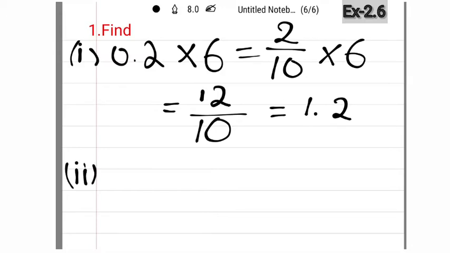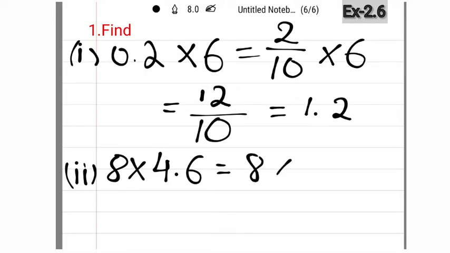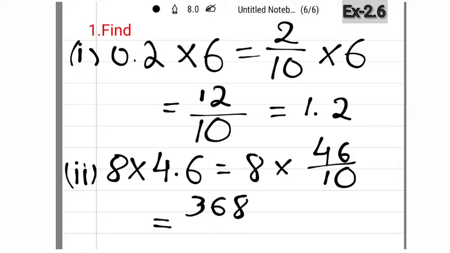Second bit, 8 into 4.6. Here also let's convert the decimal into fraction. 8 into 4.6 will become 8 into 46 by 10. Because there is only one number on the right side of the decimal point, here we multiply both the numerators. 8 into 46, it will be 368 upon 10. Now convert it, it will become 36.8.